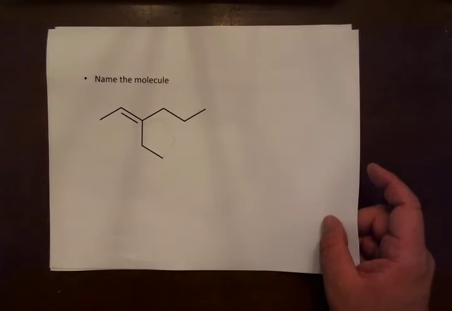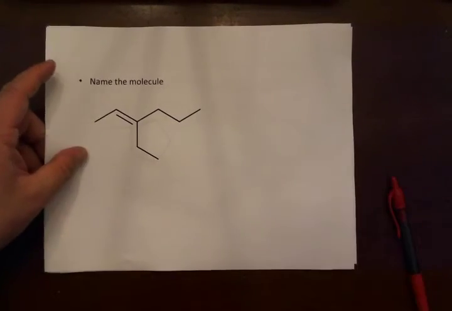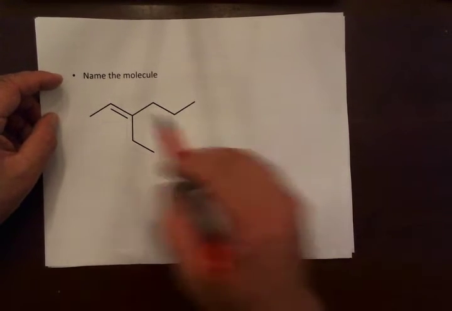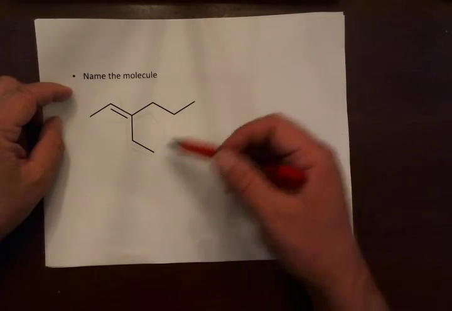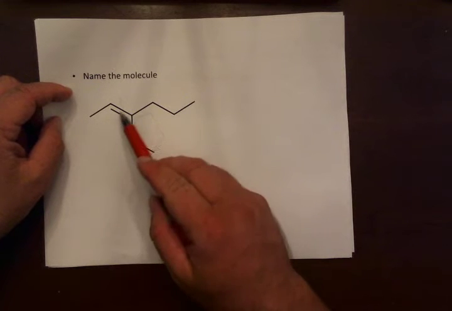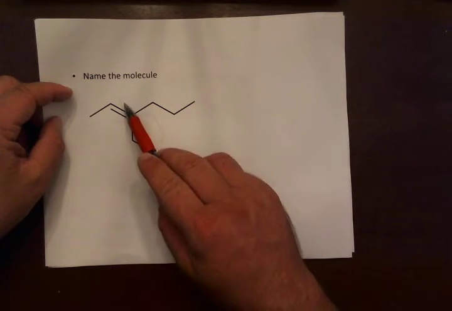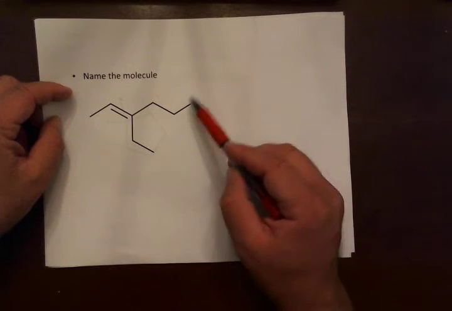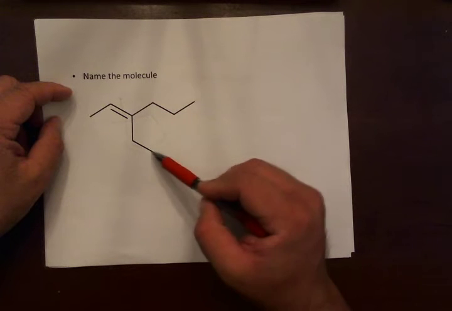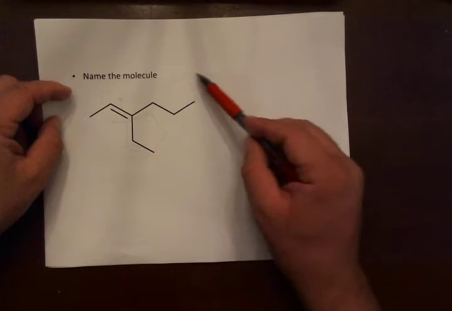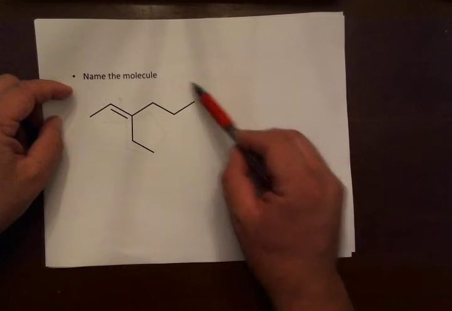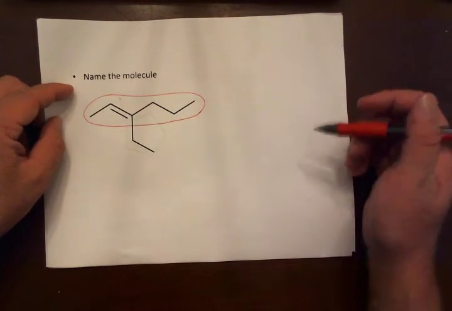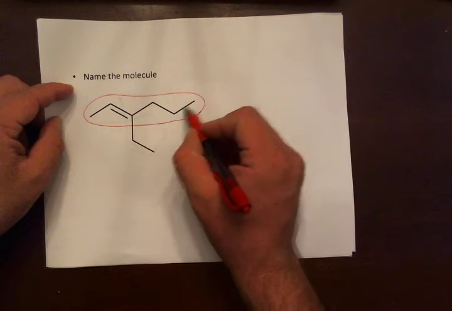Now, the other thing you're going to see is a lot of names, one from each of these types. Again, we do the same rules. First thing, we do the main chain. It has to include the double bond, so 1, 2, 3, 4, 5, 6. But we can do another 1, 2, 3, 4, 5, 6, but that main chain does not have the double bond in it, so it has to be that. So 1, 2, 3, 4, 5, 6.